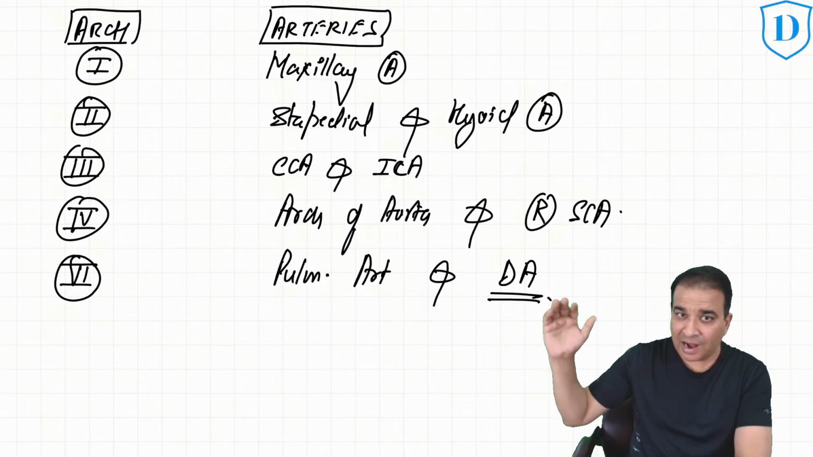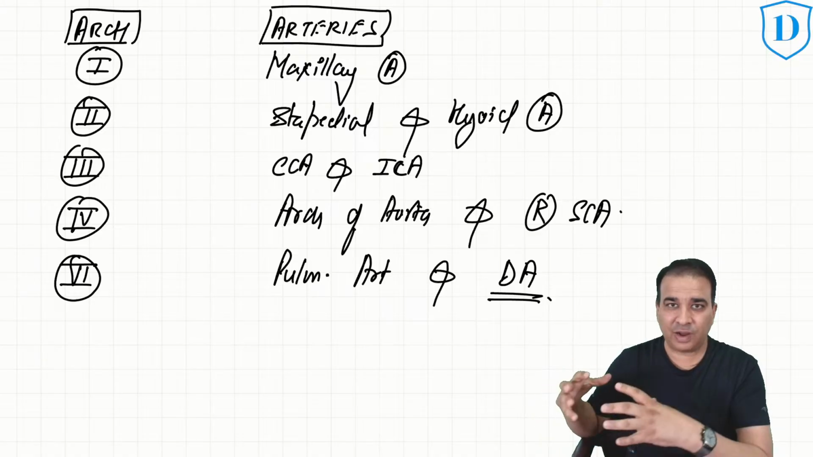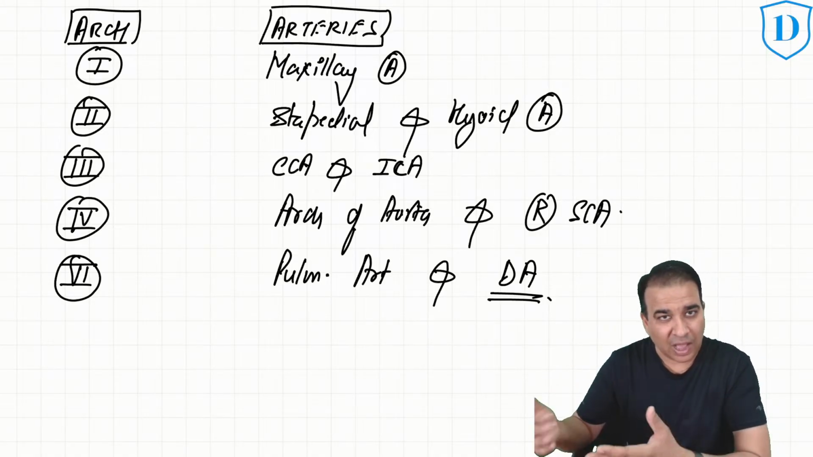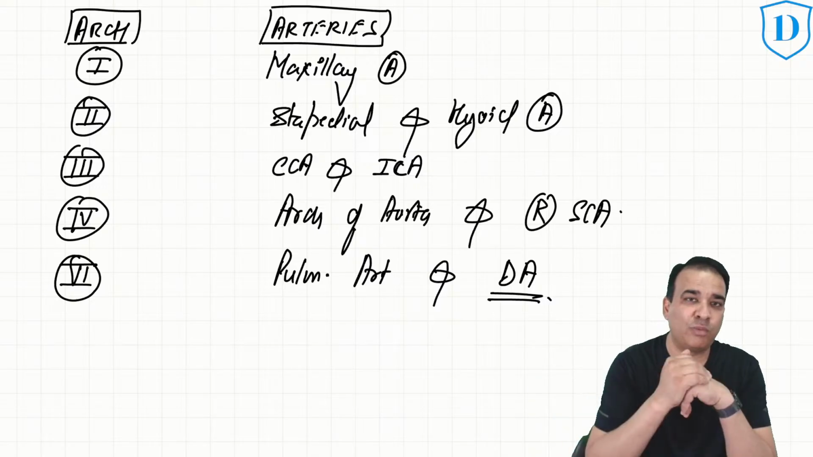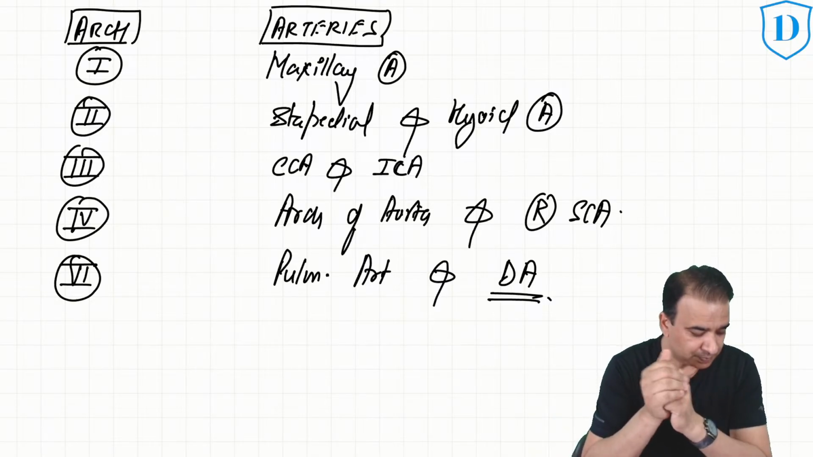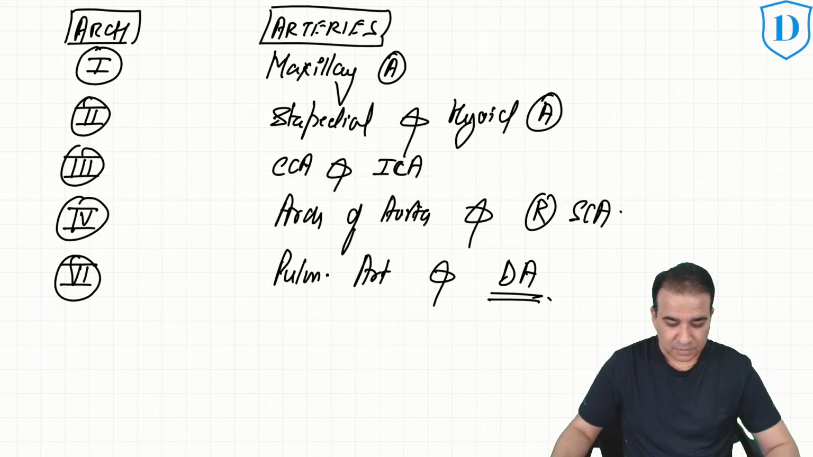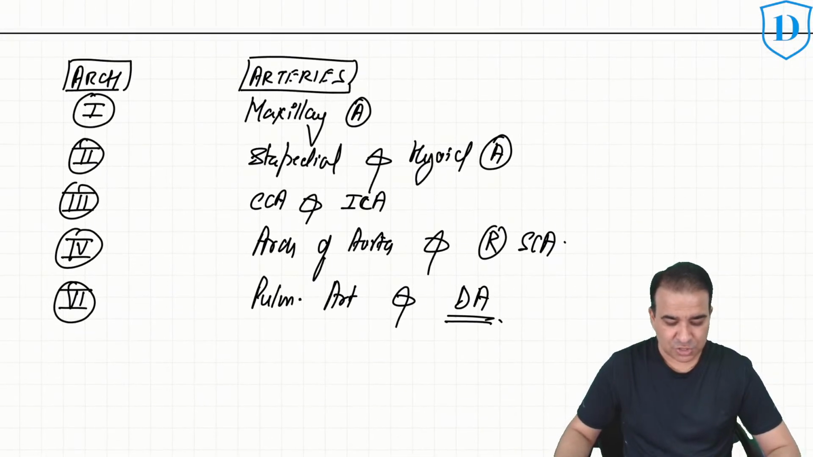For the rest of the arches, the arch arteries are important. Rather than the component of what the arches give rise to, what the arch arteries give rise to is more important in the rest of the pharyngeal arches. So this is about the pharyngeal arches and their arch arteries, what they're giving rise to, guys.